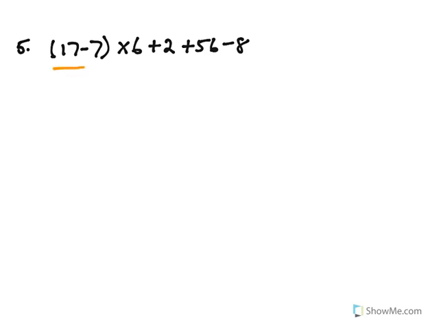Let's do another example. Okay, so when we read it from left to right, we immediately have parentheses. So those should be done first. 17 minus 7 is simply 10. And just copy the rest of the problem down.